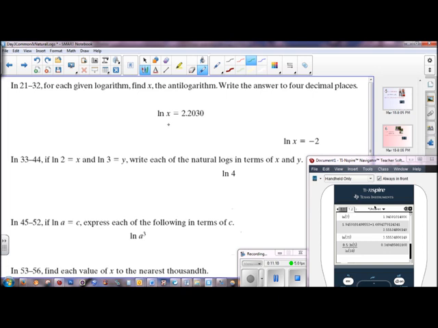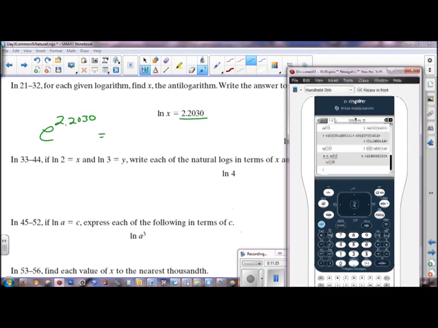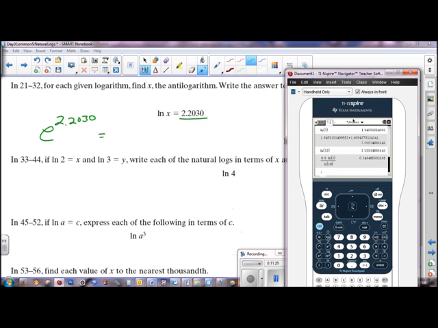Remember that the base of this log is an e, so we're going to take an e, raise it to this exponent, and pick up the calculator, type it in carefully. Your anti-log is right under the natural log. You'd use that e to the x. You pull that up on your calculator. Just hit e to the x all by itself. Don't need the control.